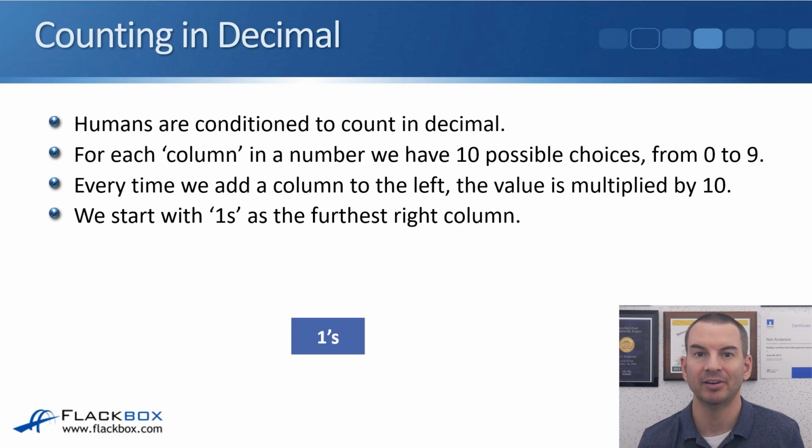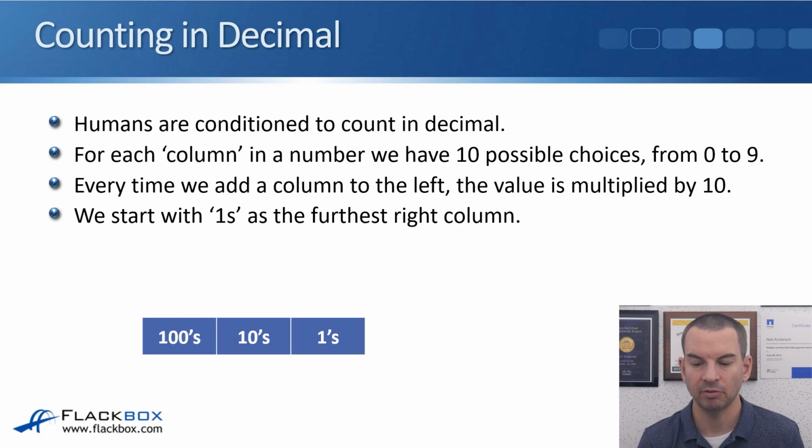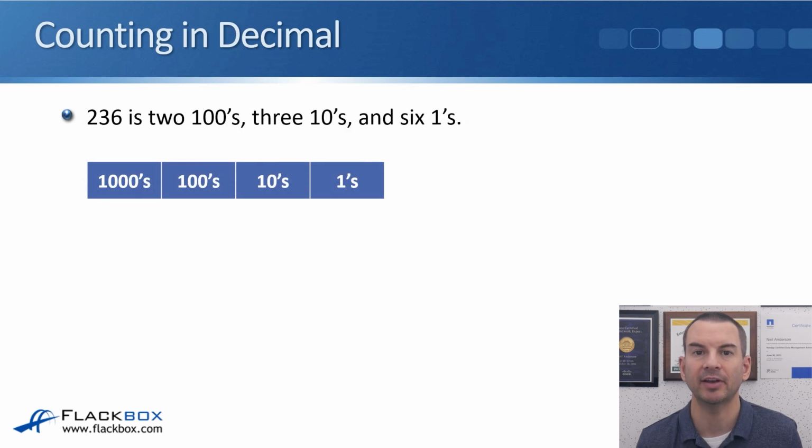So when we write down a number, starting from the right-hand side of a number, we've got the ones there. The next column is the tens. Then we've got the hundreds, then the thousands, then the 10,000s, and so on. So you can see that it's being multiplied by 10 each time we add a column to the left.